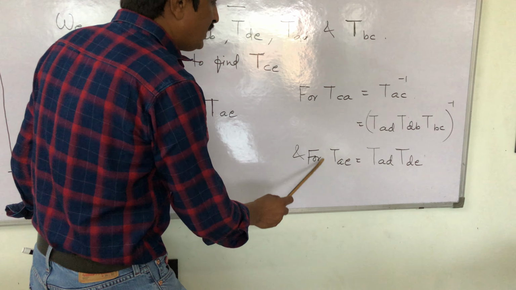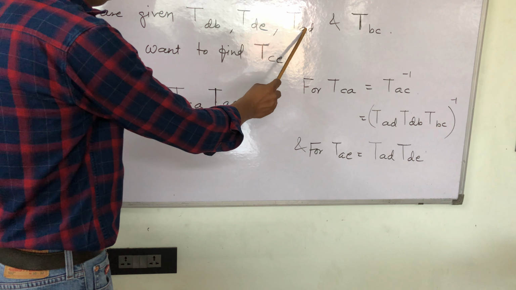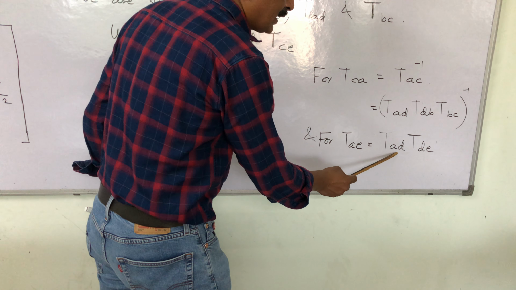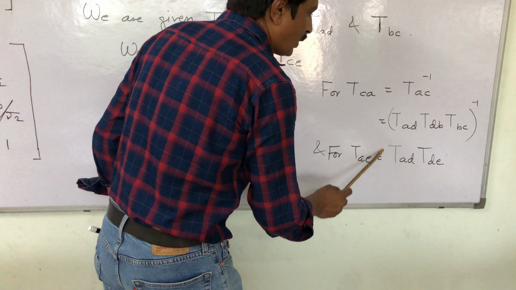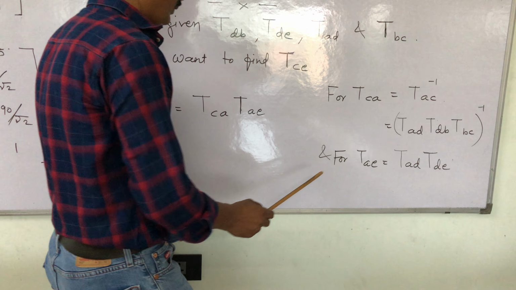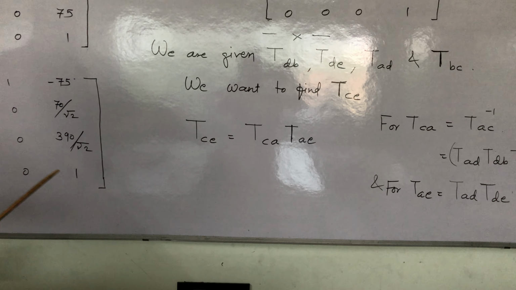How? So TAE is what? TAD into TDE. This matrix transforms E into D, and this transforms D into A. So as a whole, the product transforms E into A. So from the given details, we can find TCE.